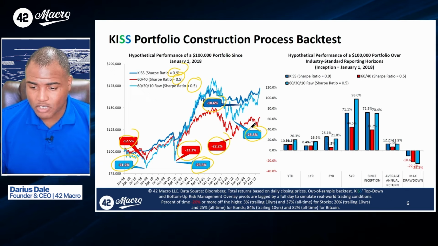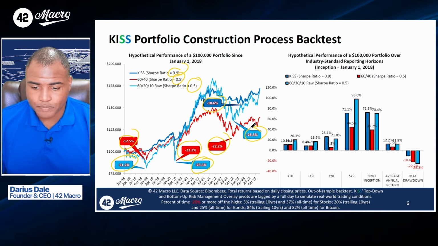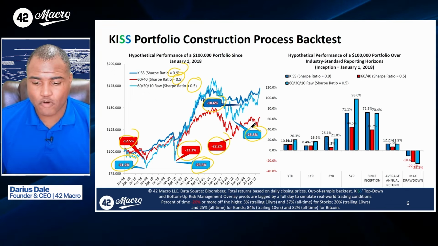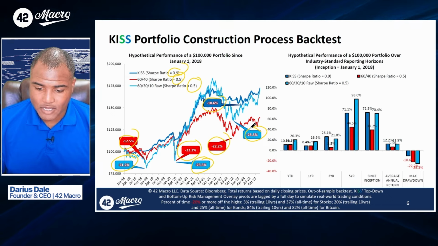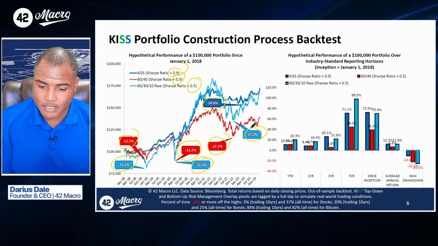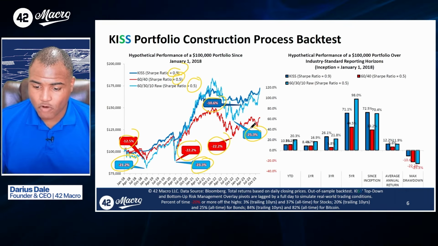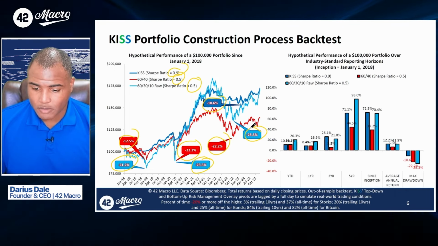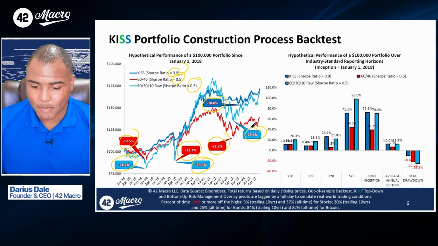And so when we transition to the table, to the chart on the right, we show that same hypothetical performance of that $100,000 portfolio over industry standard reporting horizons. And what we find is that, on any relevant duration, KISS is demonstrably outperforming 60/40 and outperforming the 60/30/10 raw since inception.